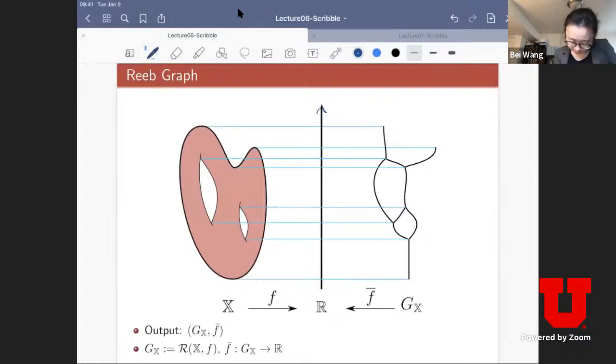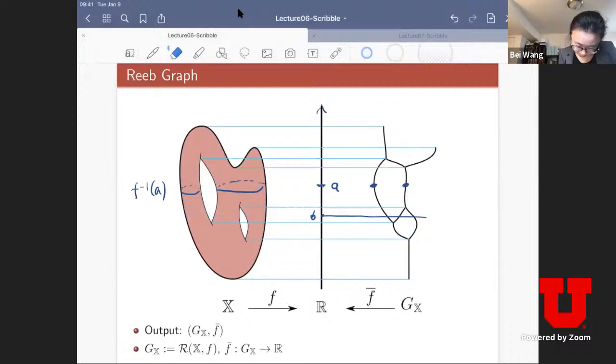Again, what's happening is, if I choose, say, this height value A and take the inverse, you see there are two loops. This is f inverse of A. And correspondingly, each of those loops shrinks to 2 points, okay? Same thing here. If I choose a height value here, let's say this is my value B, this corresponds to three loops. Let me just draw it. Right, there are three loops. Each of those three loops is a connected component that corresponds to 3 points in my Reeb graph. So you can scan from the bottom up through my function value and shrink those level sets to a single point. And then that is my Reeb graph.